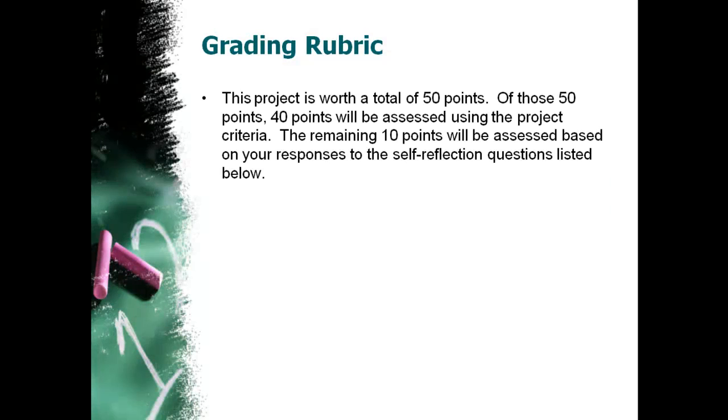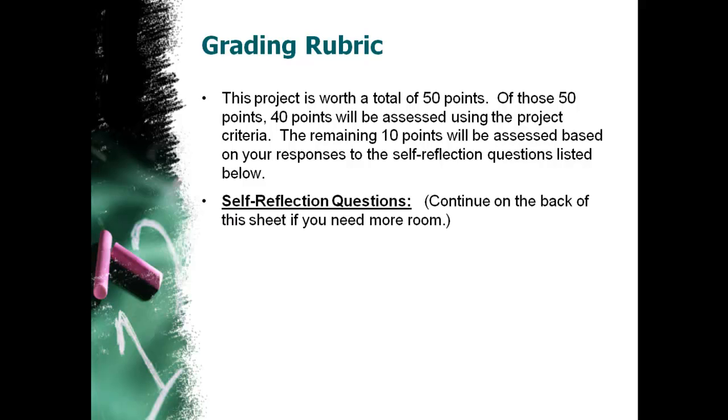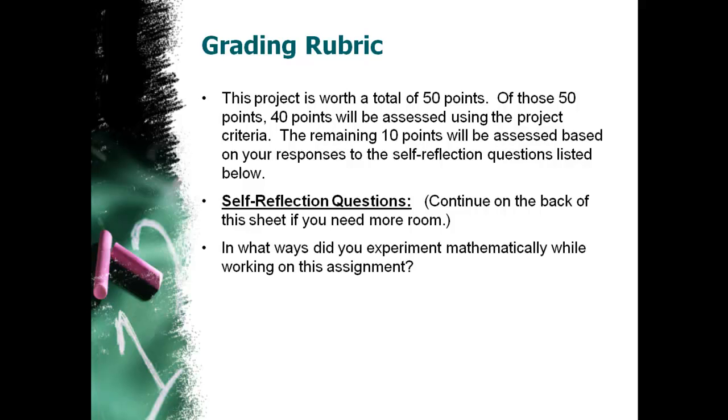If you look at your grading rubric, you'll see that the project is worth 50 points, which is a test grade. 40 of those points are based on the project criteria, and the remaining 10 points are graded on the self-reflection questions that you're going to answer after completing this project. The self-reflection questions are on the back of your sheet, and these are things I want you to think about while you're doing this process today.